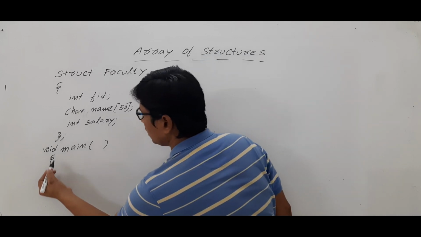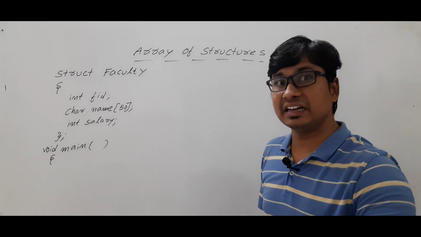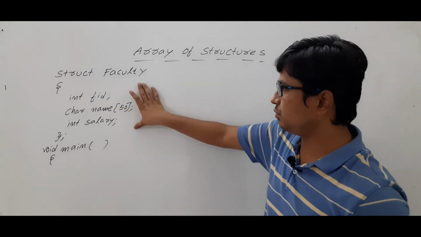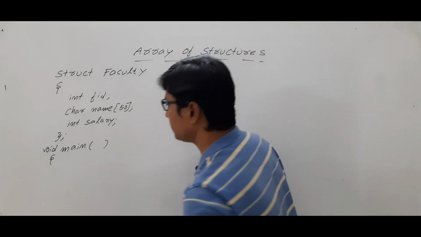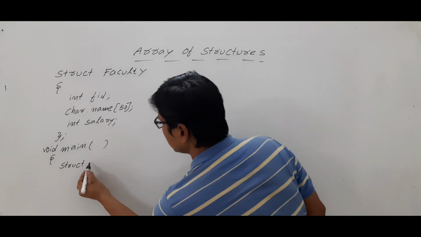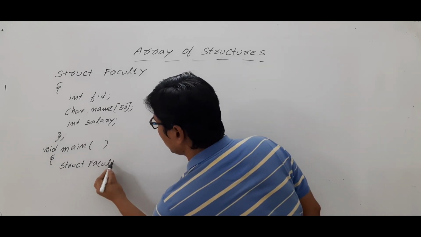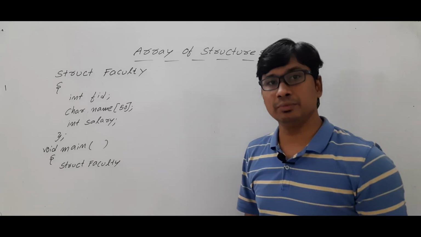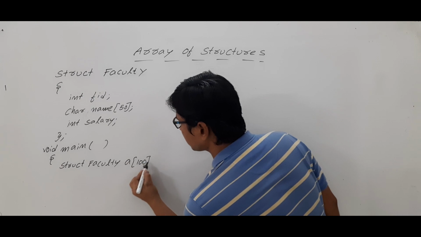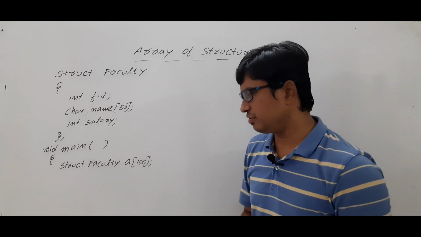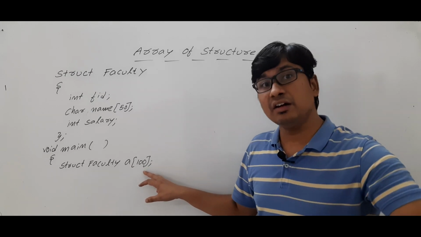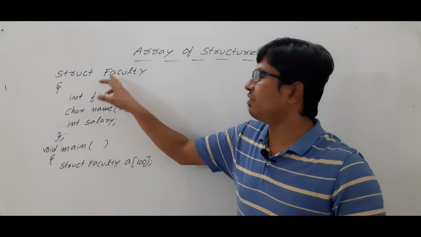Now what I can do is declare the variables of the structure called faculty inside the main function, because the definition is now global. So I will use the keyword struct, and I will use the name of the structure as faculty. Now I want to create an array of variables. So I can write it as A of 100. Is it clear? A of 100 or A of 10. The meaning here is that you are creating an array of 100 elements of the faculty structure.